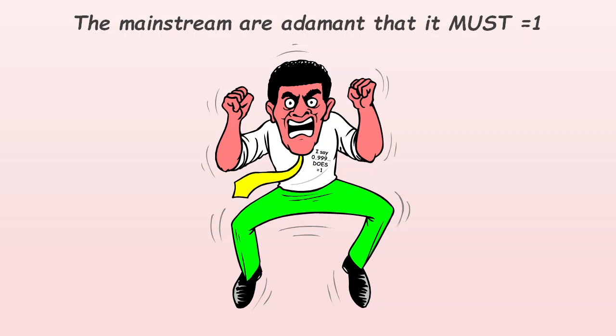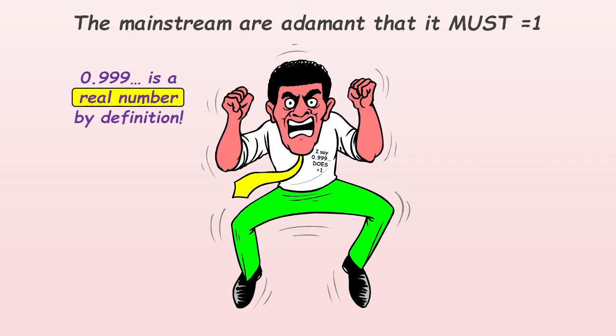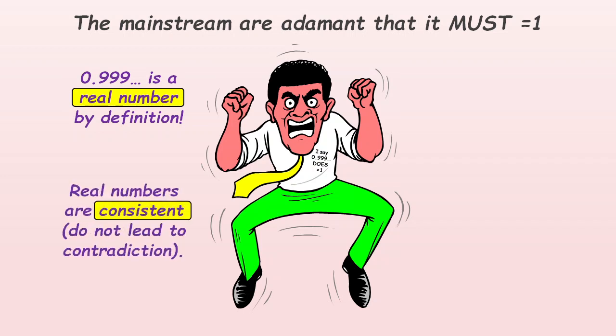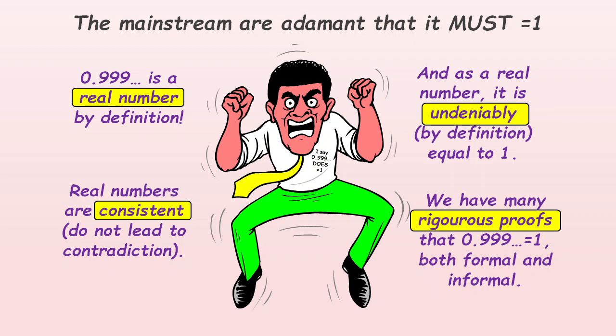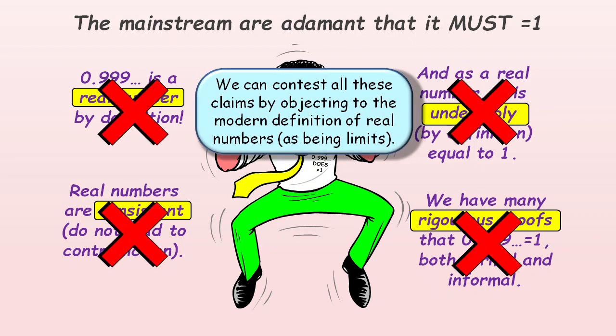Even so, the supporters of real numbers can get quite annoyed when people argue that 0.9 recurring can't equal 1. They have no doubt that 0.9 recurring is a real number, and that real numbers are valid, and that we can use arguments based on definitions to show why it does equal 1. Or they'll say that we can use a whole bunch of proofs, both formal and informal. But our reply to them is that we can contest all these claims by objecting to the modern definition of real numbers as limits.